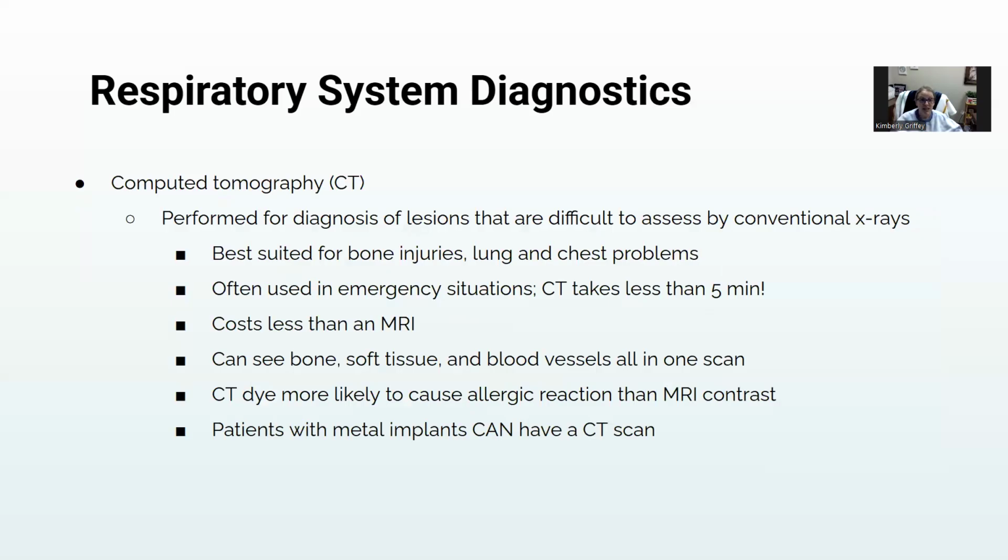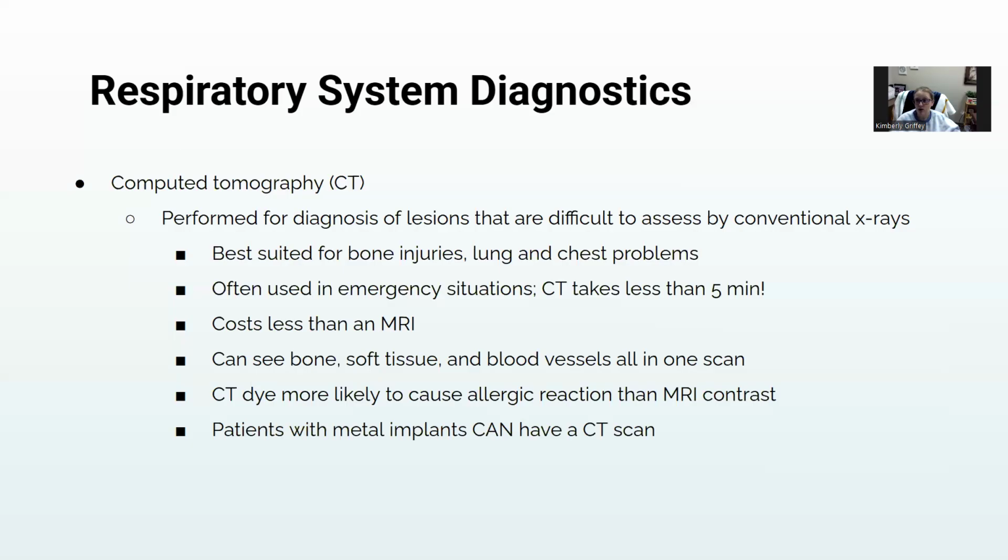Then you have a CT or computed tomography. This is used to diagnose lesions that are difficult to assess by X-rays. With an X-ray, you're going to be able to see the silhouette of the organs. With the lungs, because there's so much air, you can see if there's a buildup of fluid. But it's not good for seeing the tissue itself. So it's good to see if you have bone injuries, lung or chest problems.